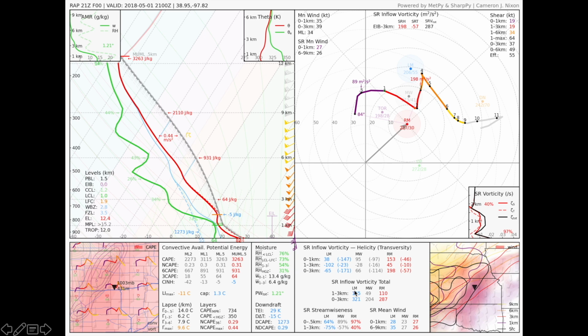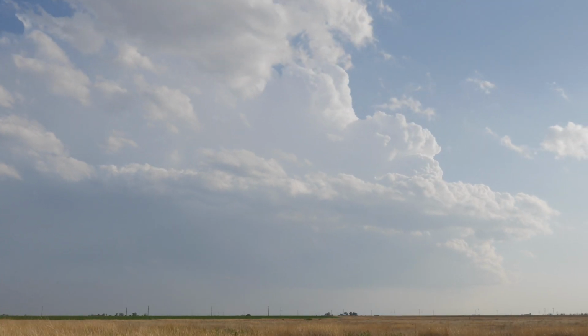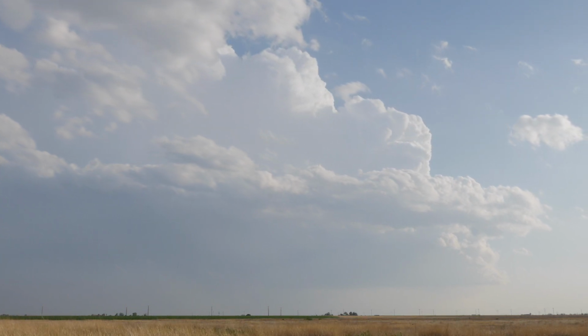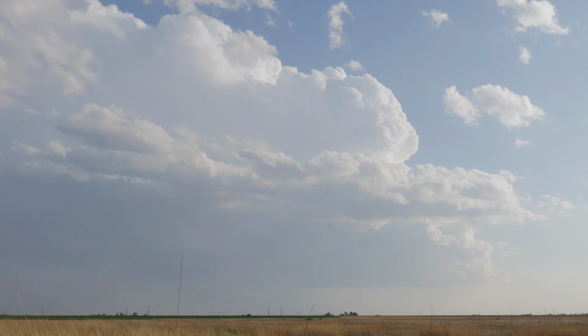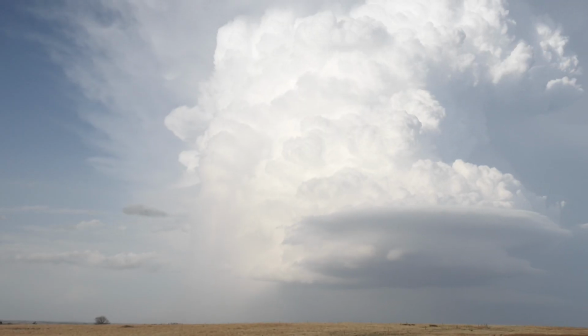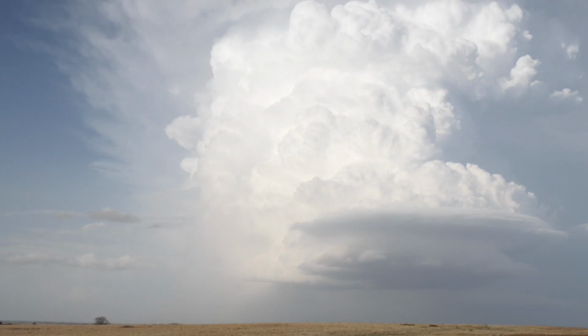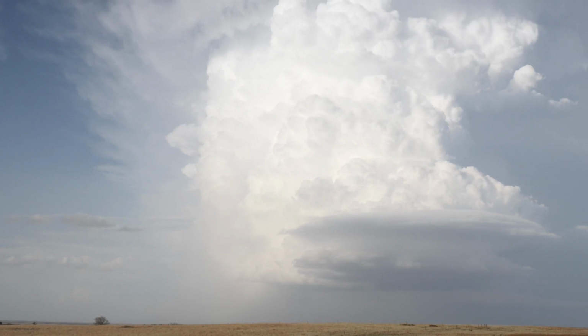So as we roll out to 21Z, that cap is just gone. We are initiating, we are breaking that cap. Those clouds are going to really have that nuclear kind of look to them because we got over 3,000 CAPE now stockpiled just above that. So we are going. We got our supercells.